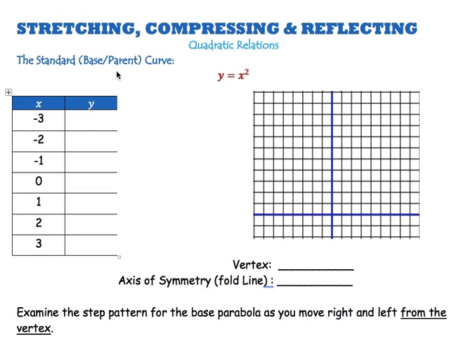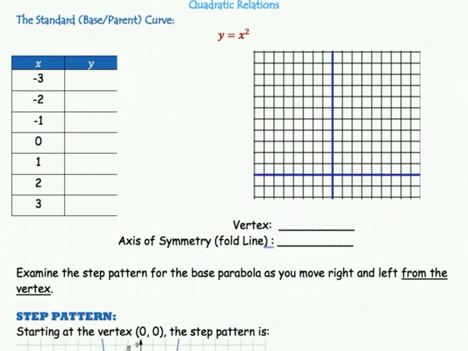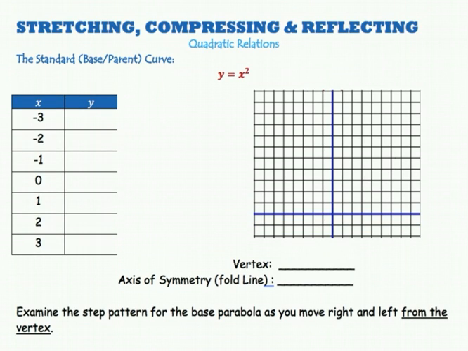So we're going to start here with the parent graph, the base graph. Let's practice filling in the table values here. We're going to graph it, and then we're going to analyze where the vertex and the axis of symmetry is. So hopefully from the last lesson you can fill this part in pretty quick, but we're just going to analyze this base graph here. So let's start filling in the table values. We have this equation y equals x squared, so we're going to use that to calculate the y values in this table.